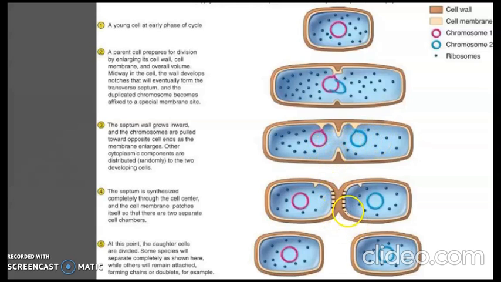In the next step, the septum is synthesized completely through the cell center and the cell membrane patches itself so that there are two separate cell chambers, like this. And at this point, the daughter cells are divided. Some species will separate completely, as you can see here, while others will remain attached, forming chains or doublets.